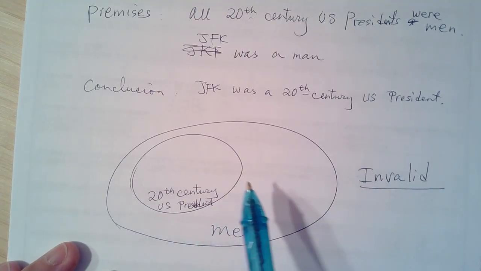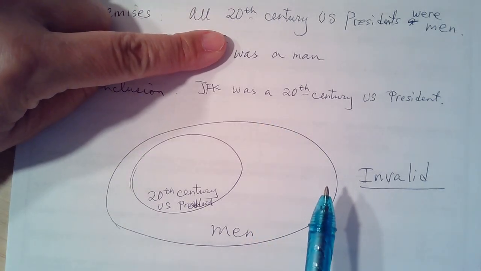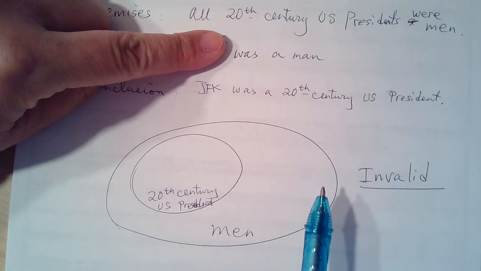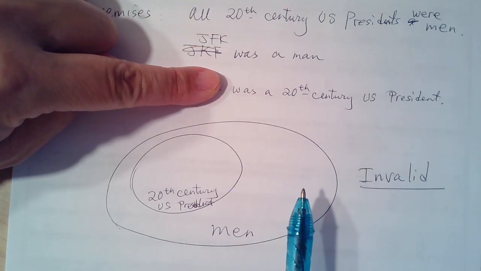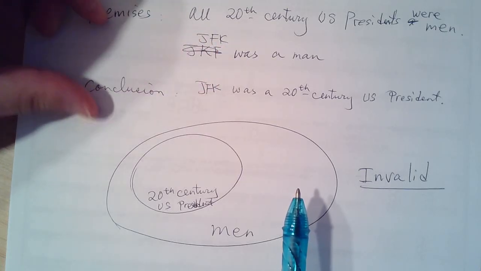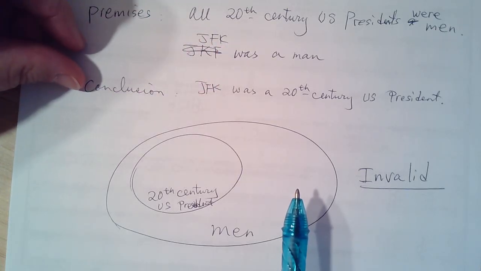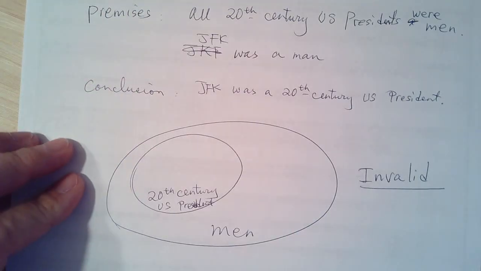You cannot get that conclusion because if you change this JFK to be Michael Jordan, Michael Jordan was a man, but Michael Jordan was not a 20th century US president. So in the Michael Jordan case, this is definitely not true. So you can tell that this argument is invalid.